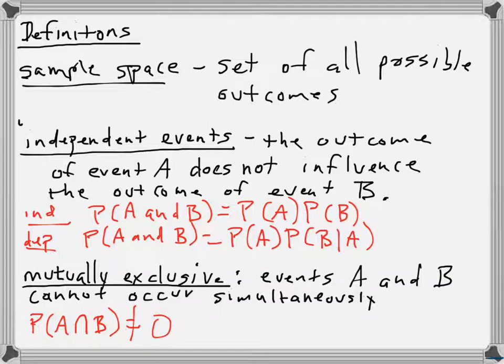We also have mutually exclusive. Events A and B are mutually exclusive if they cannot occur at the same time, simultaneously. So that is that the probability of A and B both occurring is 0. Like being a junior or a senior is mutually exclusive because you cannot be both a junior and a senior at the same time. At least I hope not.